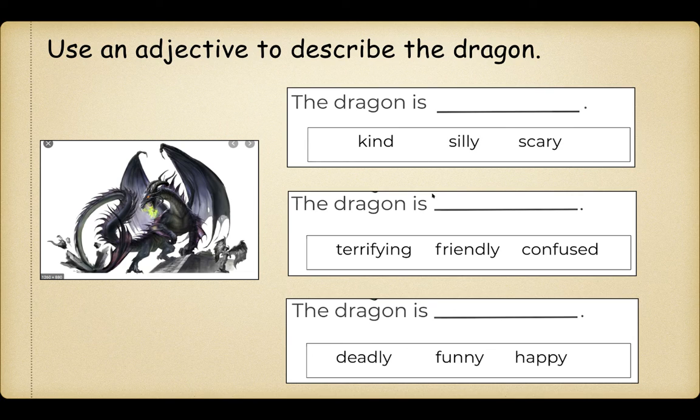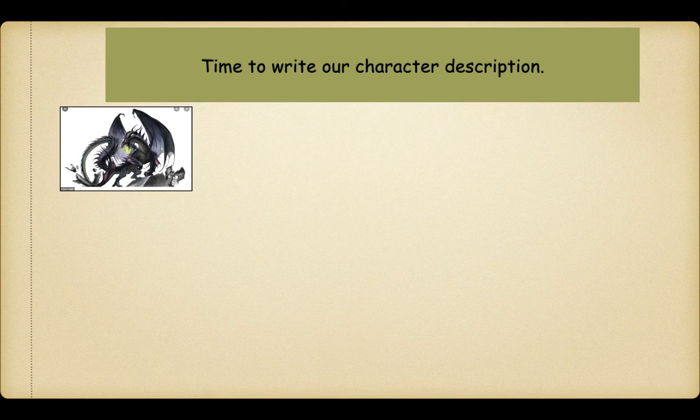So think about the story. Is the dragon in George and the Dragon deadly, funny, or happy? Make your choice now. I'll count to 5. 1, 2, 3, 4, 5. You're right. The dragon is deadly. So let's move on. It's time to write our character description.